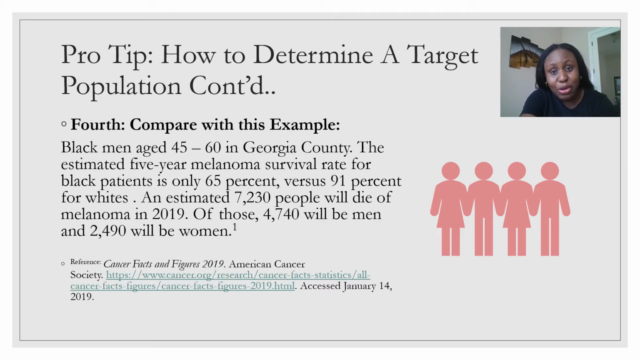Four, compare what you have written down with my example here. This example is for one of the problem statements I gave in an earlier example about mortality rates from skin cancer. My target population is Black men aged 45 to 60 living in Georgia County. Remember, it talked about the gender, the race, the age group, and where they live, which meets all the criteria I gave you in the earlier slides.